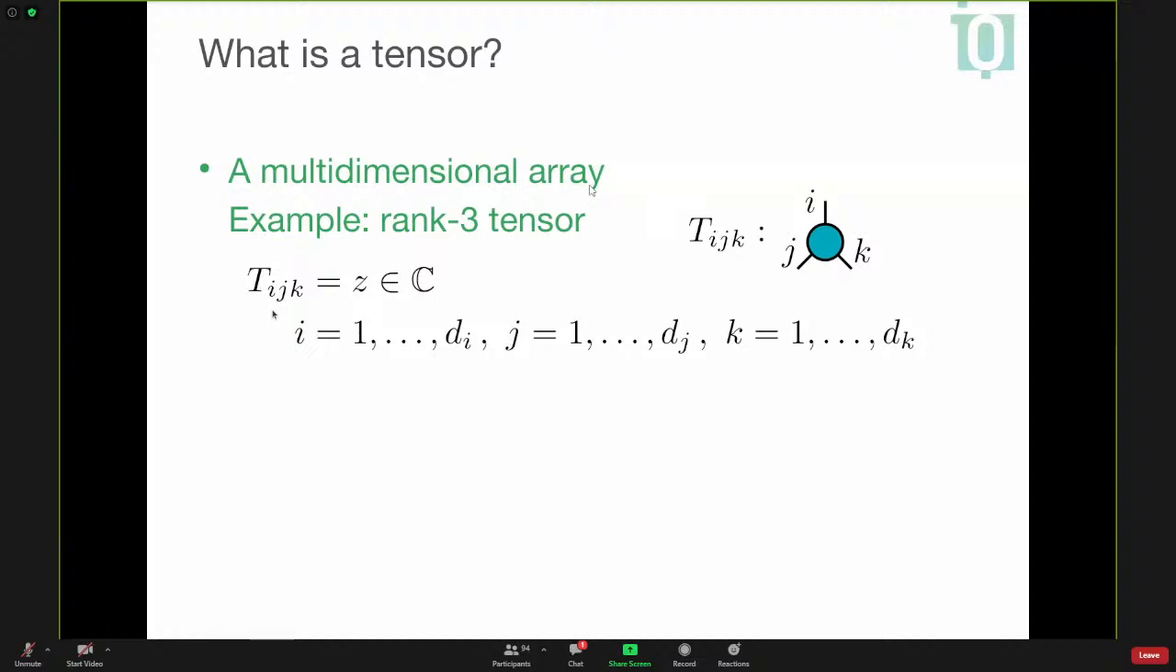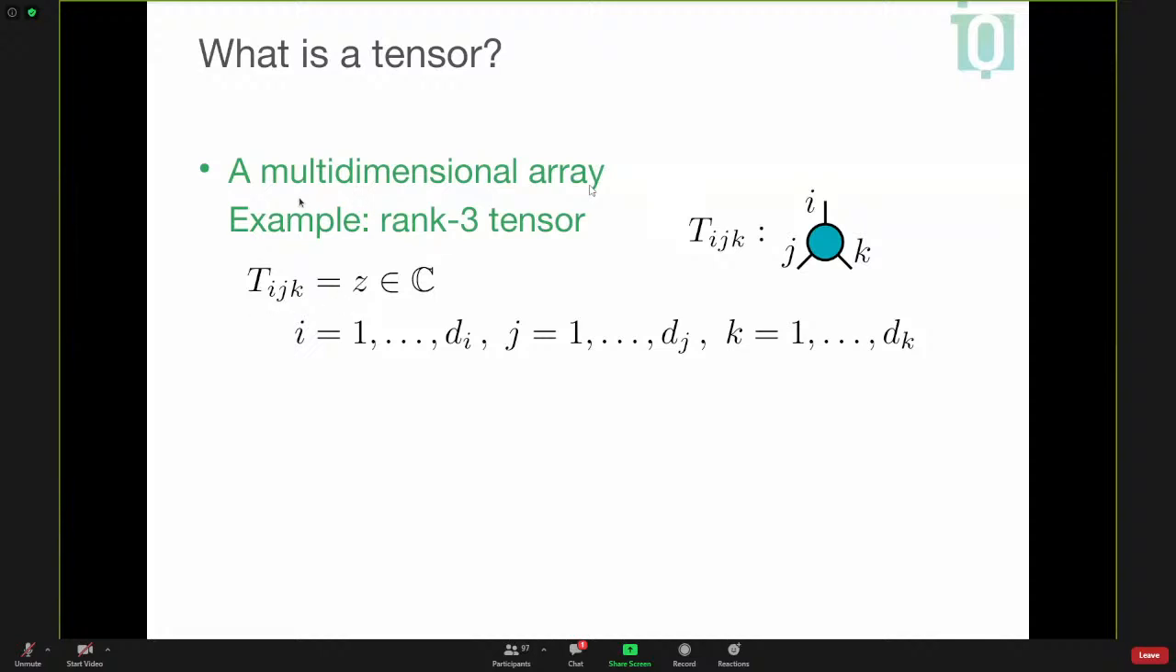So here I show this as T_{ijk}. T is the tensor, i, j, k are the indices. If I fix all the indices, I get one value, which here I call z, and it is just a complex number. It could also be a real number, an integer, whatever. Here I just chose this value to be complex. And these i, j, k are indices, each of which takes one of a given number of values. So i takes values from 1, 2, 3 to d_i, j from 1 to d_j, k from 1 to d_k. In this case, we have a rank 3 tensor, meaning this tensor takes 3 indices.